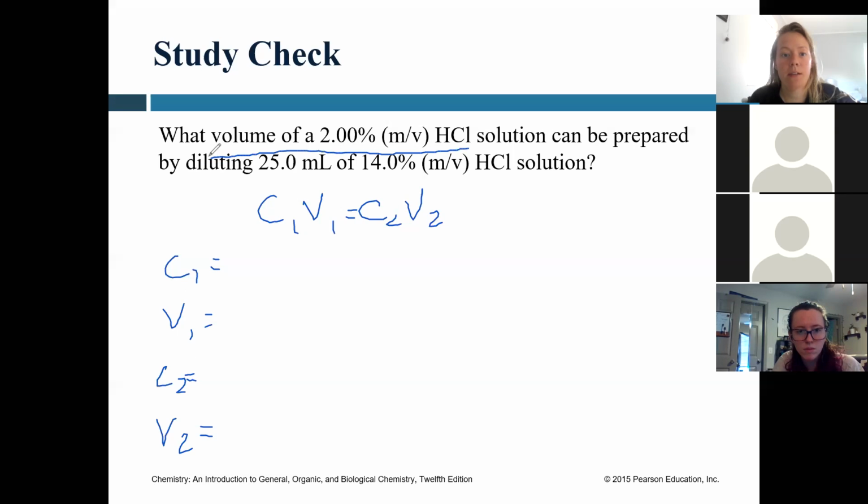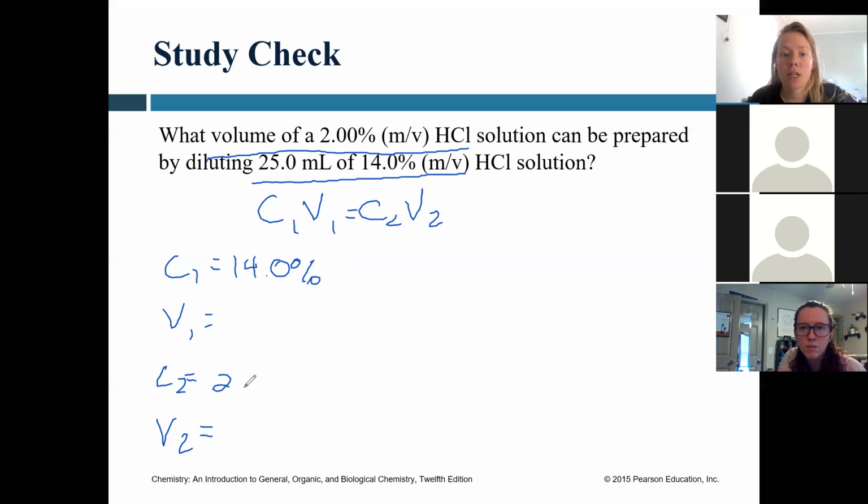This is talking about my final stuff. Another thing that confirms that can be prepared by diluting 25 milliliters of a 14% mass volume solution. So remember, the 14% is a higher concentration than the 2%. Our C1 is always going to be the higher concentration. So I'm going to put this as my 14.0%.